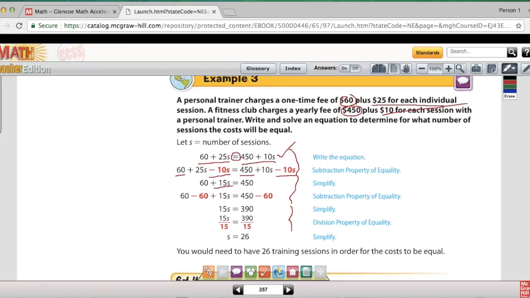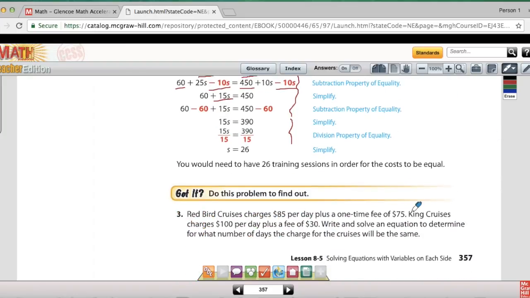And I will spend my time down here going to the got it problem to make sure that you understand that. Redbird Cruises is $85 a day and a one-time fee of $75. That's $75 plus $85 per day. Okay? And then King Cruise has $100 per day and a fee of $30. So that's going to be the same as $30 plus $100 times how many days.